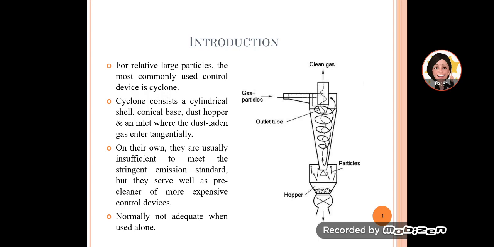These cyclones cannot be used on their own. I mean, it cannot be the only cleaning agent. It's actually insufficient to meet the stringent emission standard. So it acts as a pre-cleaner to remove bigger particle sizes, and after that, further cleaning needs to be done using other separation mechanisms.